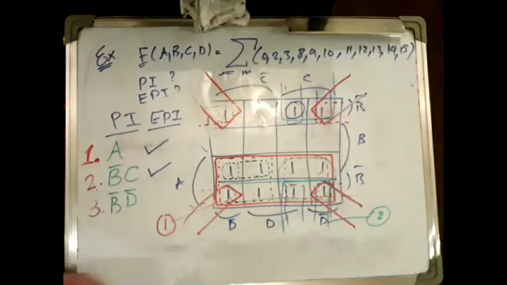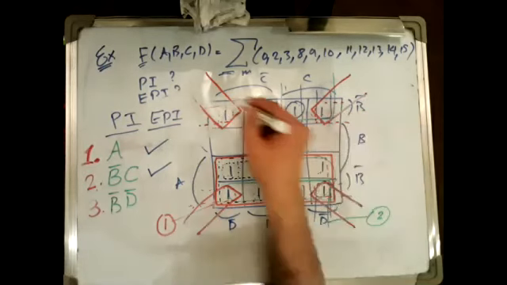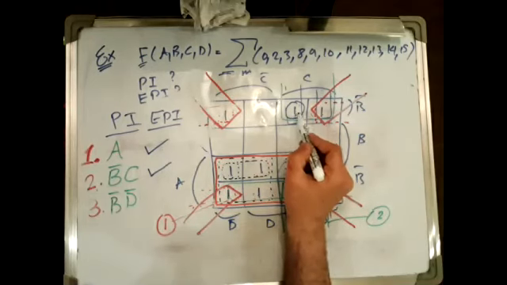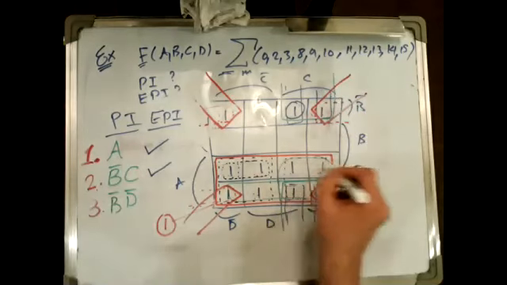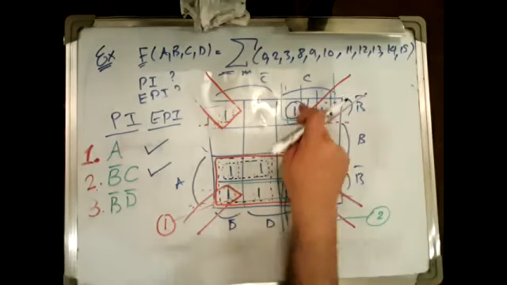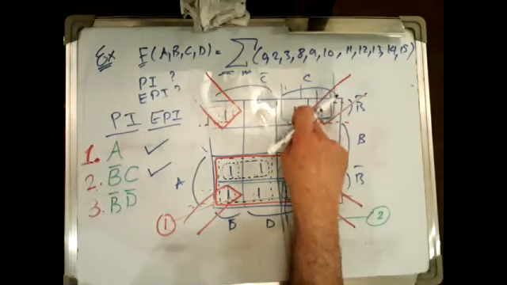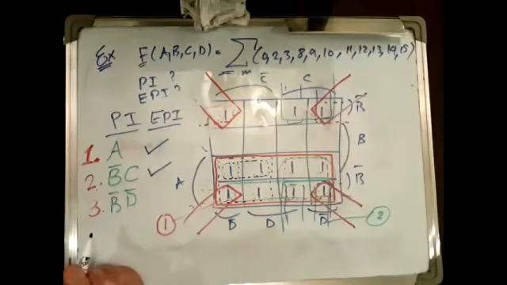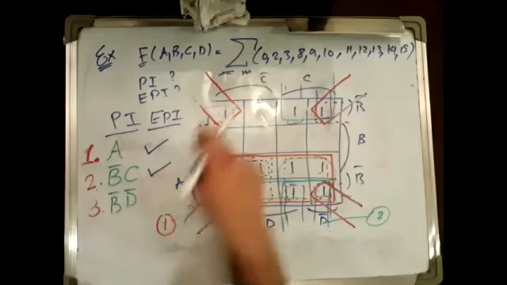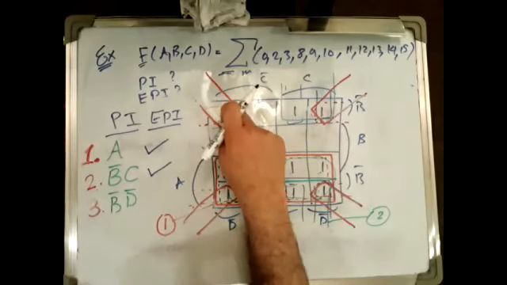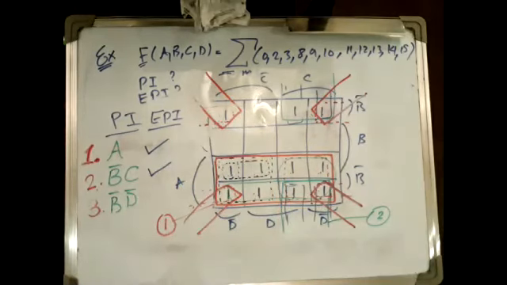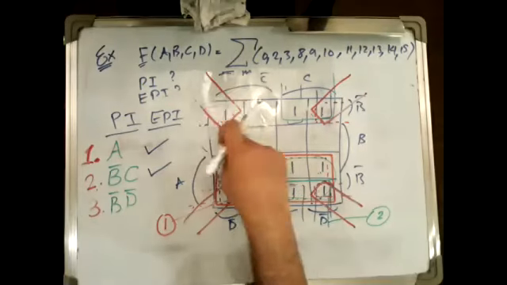This one is included in number 3. These two are also included in number 1. However, this one only makes prime implicant number 2 essential because it is only covered in this prime implicant. How about number 3? Is number 3 essential? B bar D bar. Number 3 is the one at the corners.